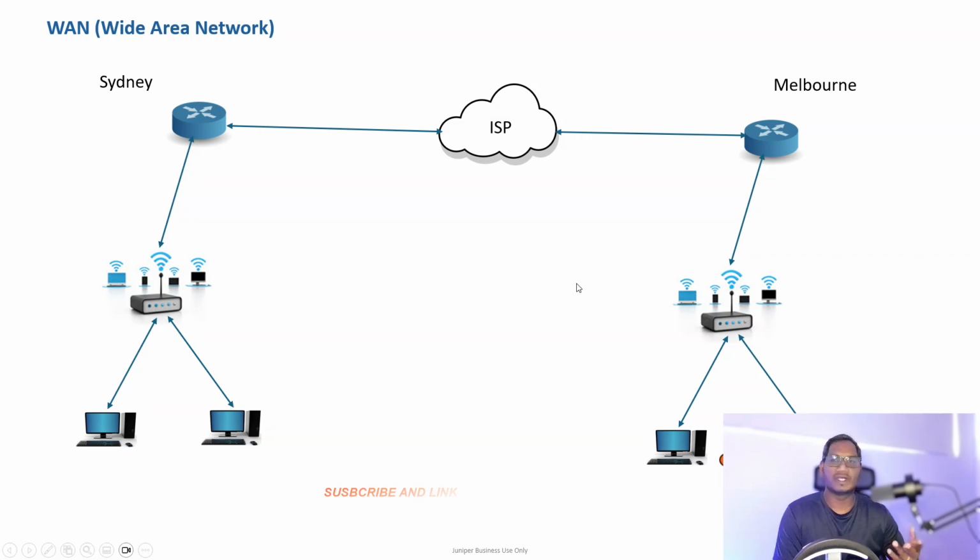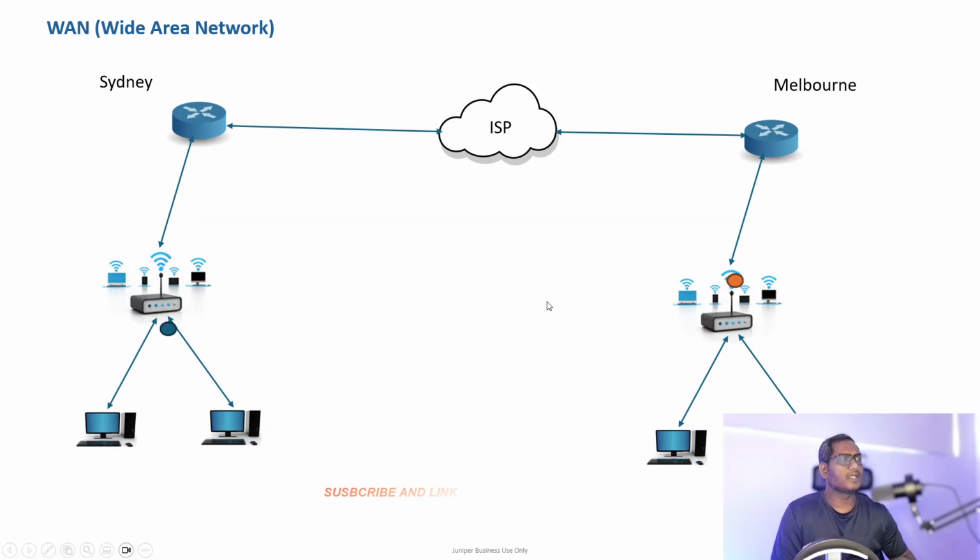So next is a wide area network. It's like you have two offices, as we discussed, Sydney and Melbourne, and they will need a connection between these two sites. They actually connect to something called an internet service provider. Consider in Sydney or Australia, you have Telstra, Optus, and even TPG and Vodafone are there.